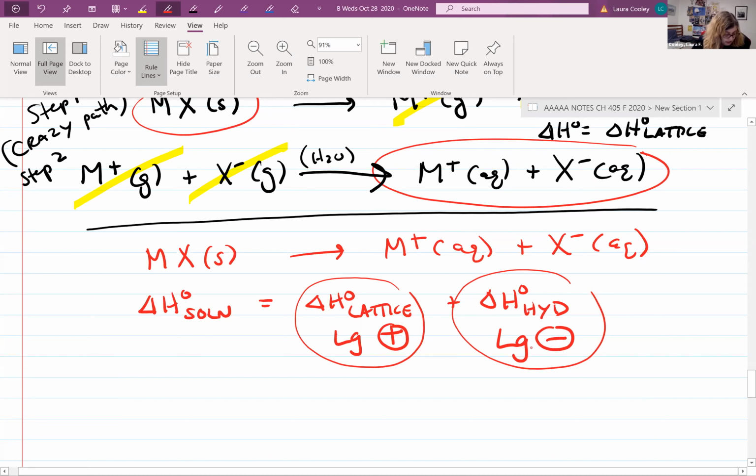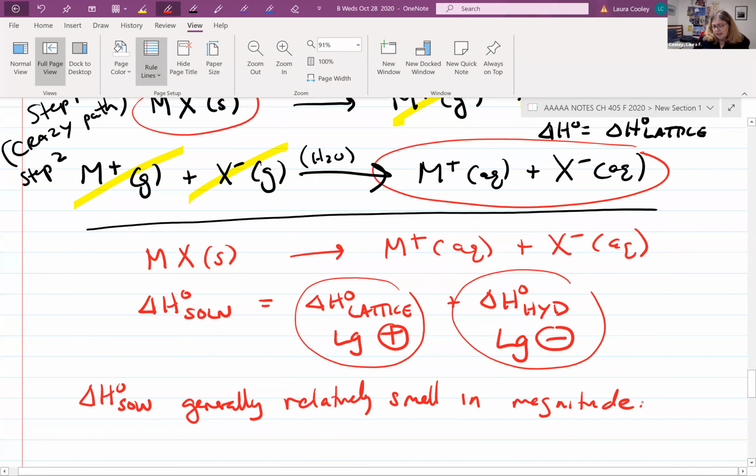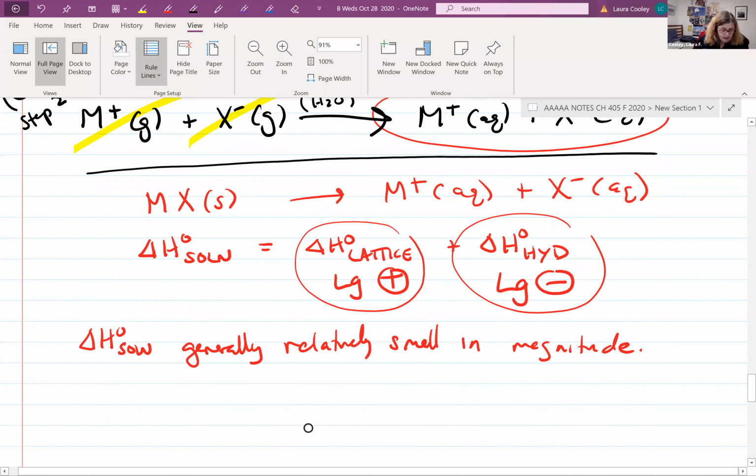So heats of solution are generally small in magnitude. Generally relatively small in magnitude, because you could go out there and find whatever you want. There are exceptions to all kinds of things. But we're talking about in the 10s, 20s, 30s, even like less than 100 probably. And that's because these two contributions sort of virtually cancel each other out.